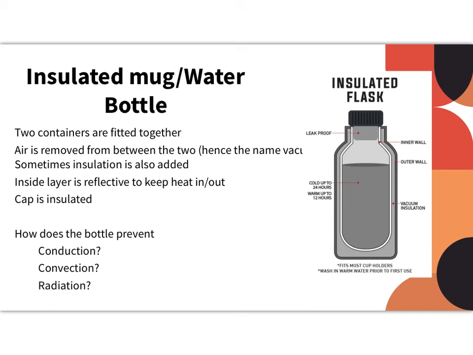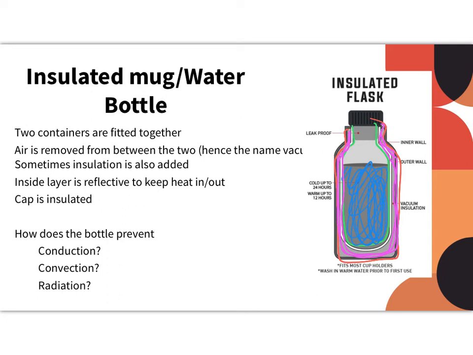So how they achieve this is we have 2 containers fitted within one another. So we have an outside container here, and then we have an inside container and our liquid inside that interior container. So these 2 containers are fitted together, and the air in between is kind of removed. So we make a vacuum. All right, so there's not as much air in this purple space as there would be just outside, like in our atmosphere. So hence the name vacuum.